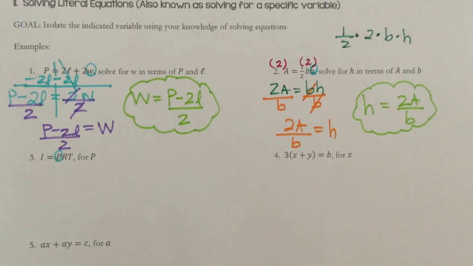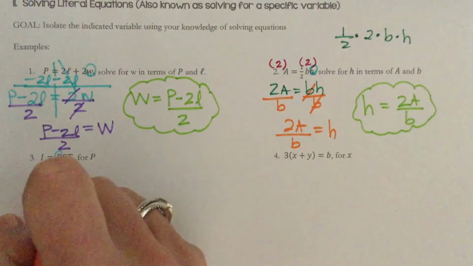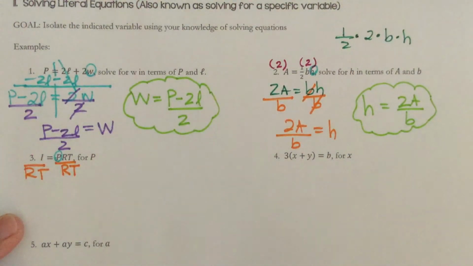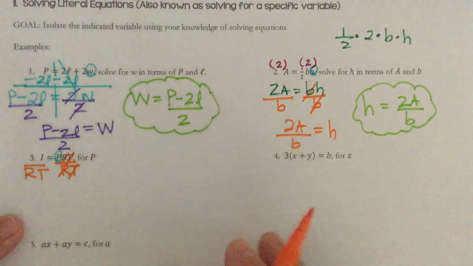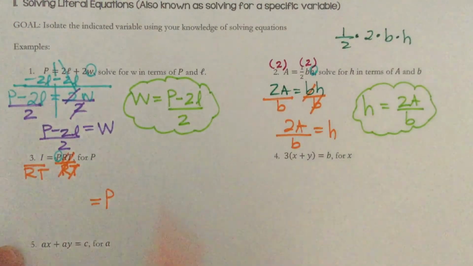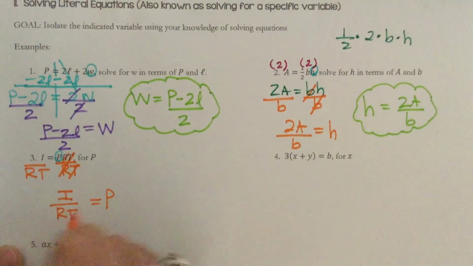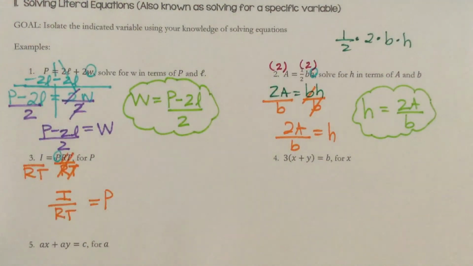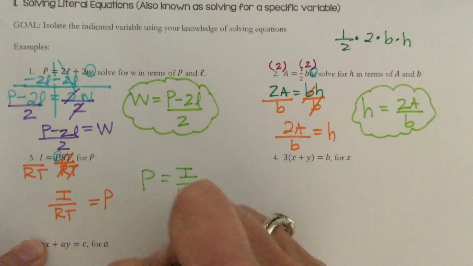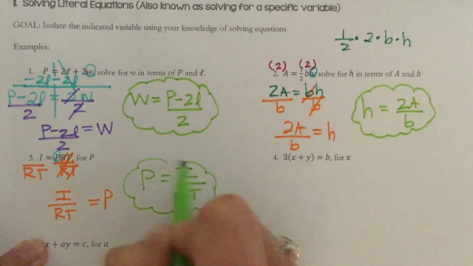To get P by itself, it is currently being multiplied by R and T. To undo multiplication, we are going to divide. Divide this side by the R and T, and divide this side by the R and T. The R on top and the R on the bottom cancel. The T on top and the T on the bottom cancel. And so on the right-hand side, P is all by itself. And on the left-hand side, it is equal to I over RT. Again, the symmetric property allows me to rearrange that: P is equal to the interest divided by the product of the rate and the time.